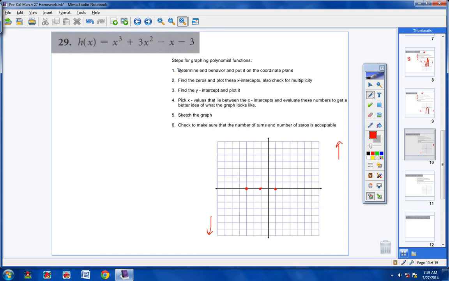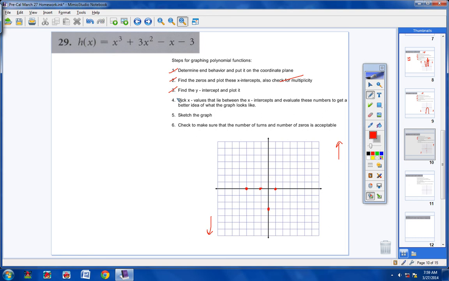I did the end behavior, found the zeros, checked for multiplicity, and now find the y-intercept, okay? Everywhere there's an x, I'm going to put a 0. So 0 cubed is 0, 0 squared times 3 is 0, minus 0, and then negative 3. So if you combine all those, you will get a negative 3. So we know the y-intercept is negative 3. And now we're on to step 4.